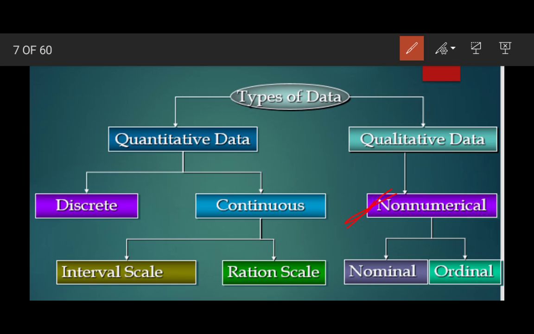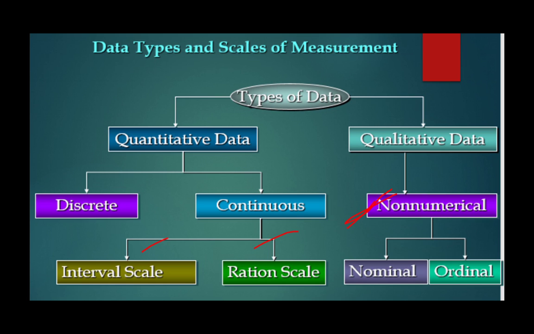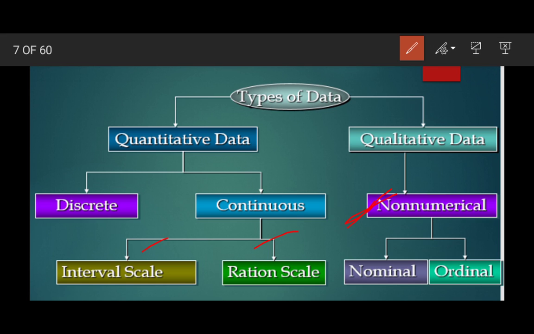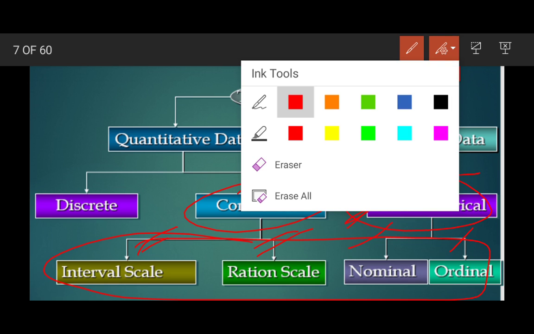Now in continuous data come the interval scale and ratio scale. We are going to measure this continuous quantitative data using the interval scale and ratio scale. While qualitative data we can measure by using the nominal scale and ordinal scale. So these are the scales. By using these, we can find this type of data and we can summarize this type of data.